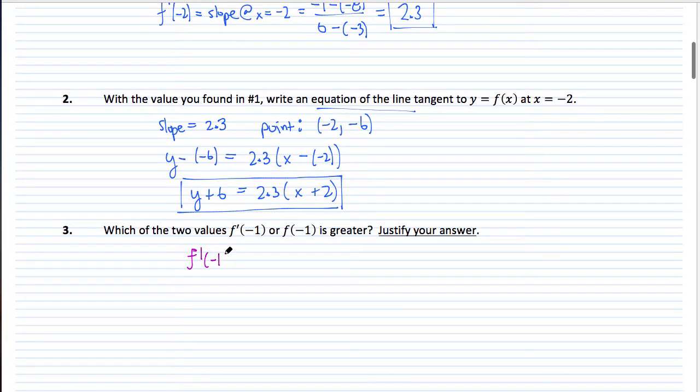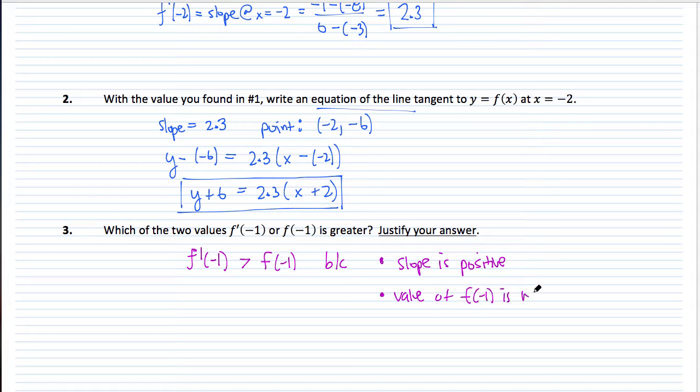F prime of negative 1 is greater than f of negative 1 because, there's a few things, the slope is positive at that location, and the value of f of negative 1 is negative. Since positives are greater than negatives, therefore the slope or the derivative at negative 1 is greater than the value at negative 1.